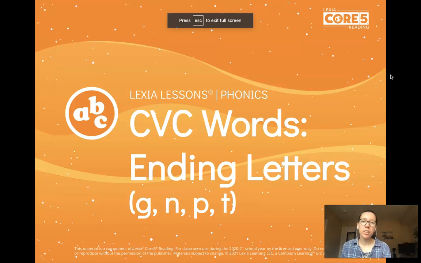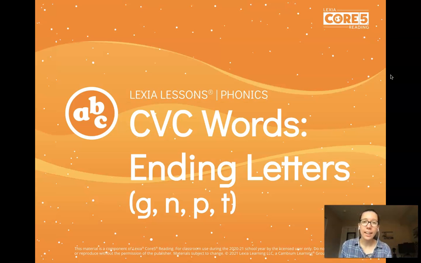So the CVC words are going to have the ending letters G, N, P, and T today. So every one of our words that we're looking at is going to have one of those sounds at the end. Speaking of sounds, let's go over what sounds each of these letters makes. What sound does G make? Go ahead, G says G, as in good.